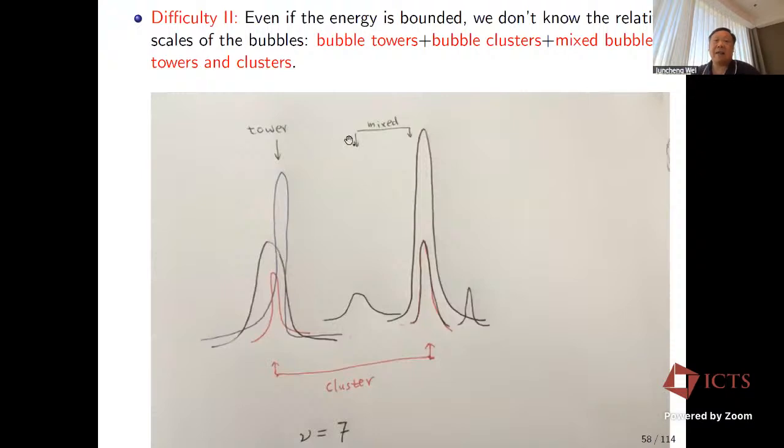And the second difficulty is that we don't assume any shape of the bubble. So we may have a bubble tower, and we may have a bubble cluster, and inside the bubble tower we may have a bubble cluster. Inside the bubble cluster we may have a bubble tower. So the bubble tower and the bubble cluster are all mixed. Okay, and we have to understand how to get the dynamics for all these situations.